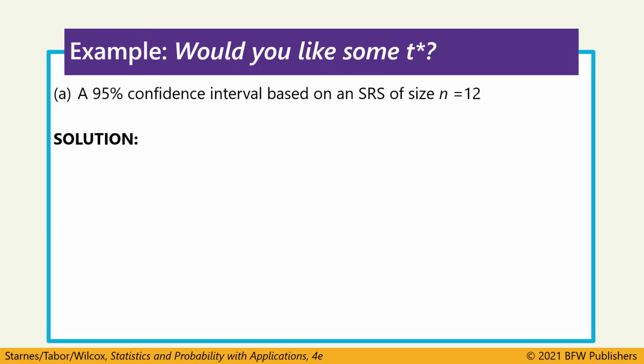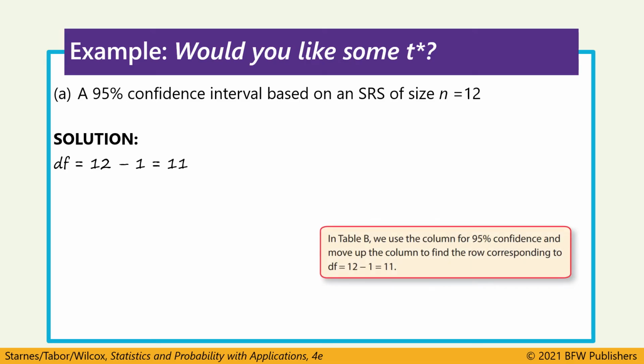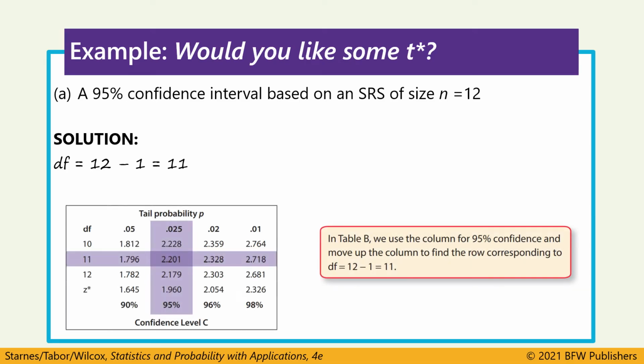So for part A, the first thing we'd want to do is find the degrees of freedom. It's 1 less than the sample size, so we're going to be on 11 degrees of freedom. We take a look at our table, and we're going to intersect that 11 with a 95% confidence level. Those intersect, and we get a critical t-score of 2.201.